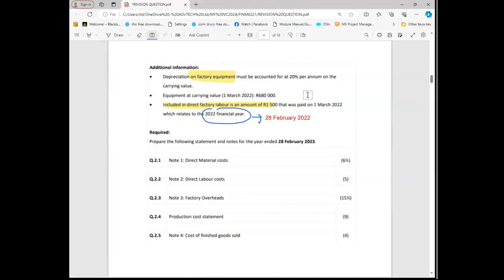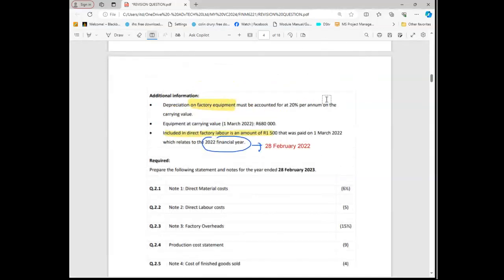it's not part of the financial year, it's part of the previous year. If I may ask you, what do you expect to do with this amount? We don't calculate it because it's not part of the 2023 financial year. But they say it is included in our figures for this year. That's what they're telling us. So I agree with you, we're going to include it. So we're gonna include it in the 2023 financial year.